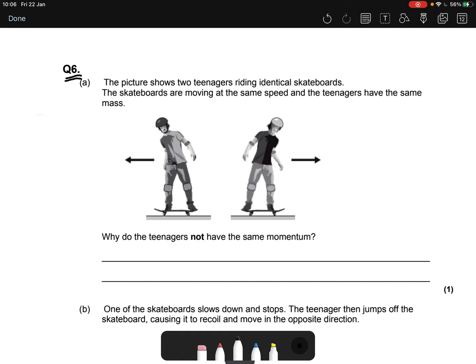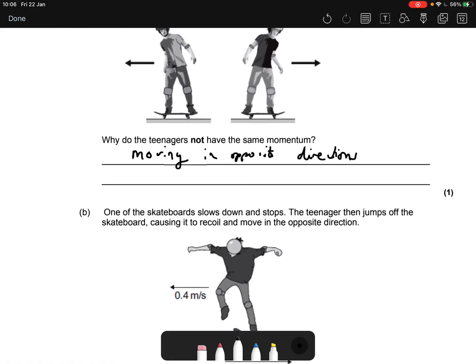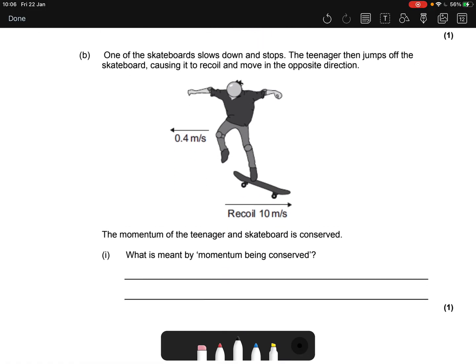Right, okay, so why do the teenagers not have the same direction? Momentum, which I've just answered. They are moving in different directions. One of the skateboards, hopefully we're getting familiar with this, slows down and stops. The teenager jumps off the skateboard, causing a recoil, moving in the opposite direction. What is momentum? Conserved, so initial momentum equals final momentum.